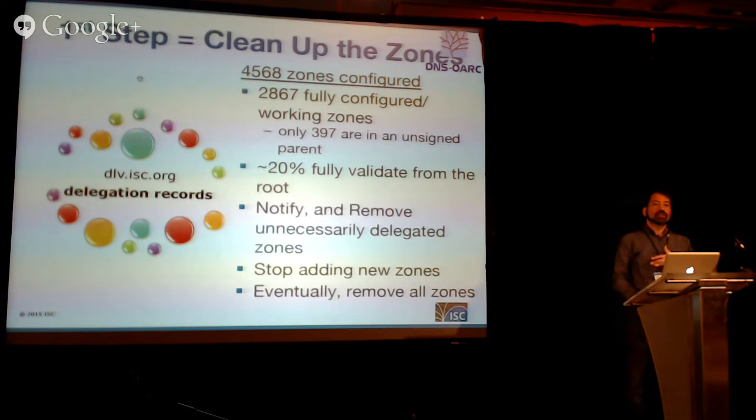So our plan is to go through, figure out who's in what category, figure out who could validate all the way to the root, who has a parent that could potentially accept their DS records, and send out email and notify everybody.